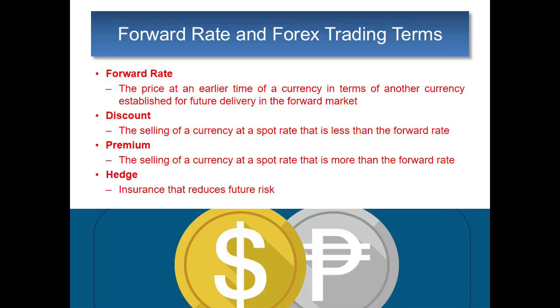Again, firms use the forward market to lock in future exchange rates and ensure against uncertain future currency movements. This method of setting forward rates is an insurance that reduces future exchange rate risks. This method of risk protection is also called hedging or a hedge.